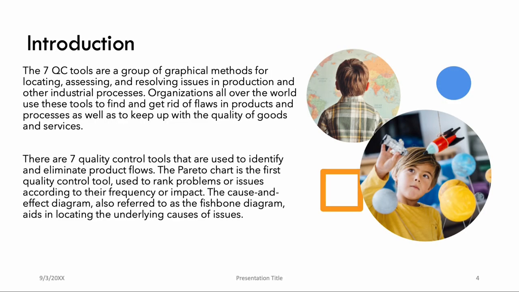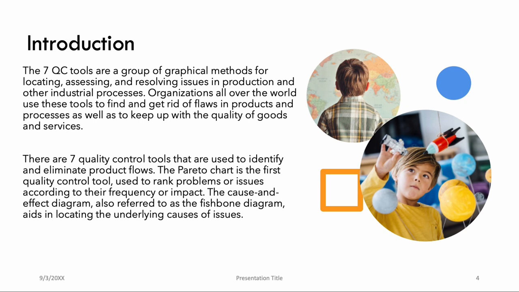For our introduction, the 7QC tools are a group of graphical methods for locating, assessing and resolving issues in production and other industrial processes. Organizations all over the world use these tools to find and get rid of flaws in products and processes, as well as to keep up the quality of goods and services. There are 7 quality control tools that are used to identify and eliminate product flaws.